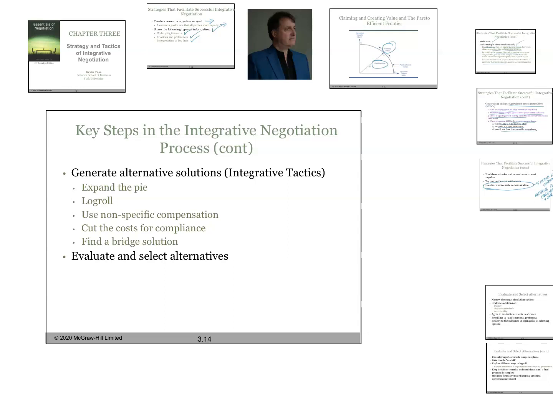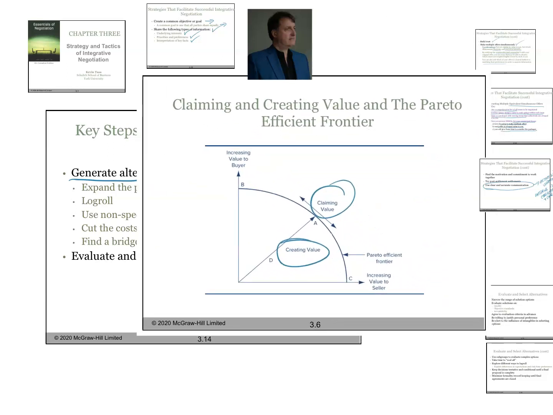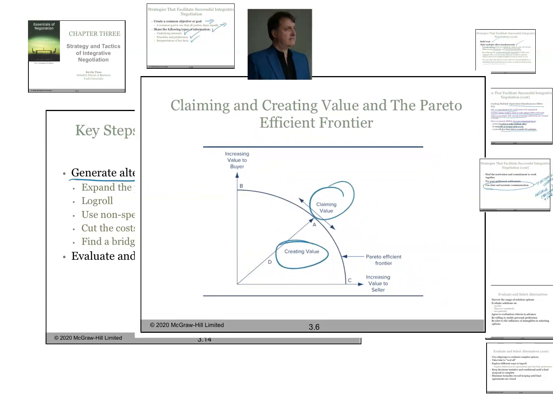In the book, they don't actually call these tactics per se. They call them ways to generate alternative solutions. But really, you can consider these tactics that you use with the other strategies. So the first one is expanding the pie. Now, you might think this is a strategy because we've talked before. When we looked at the Pareto efficiency model here, this process, what we're doing here by creating value, is about expanding the pie.